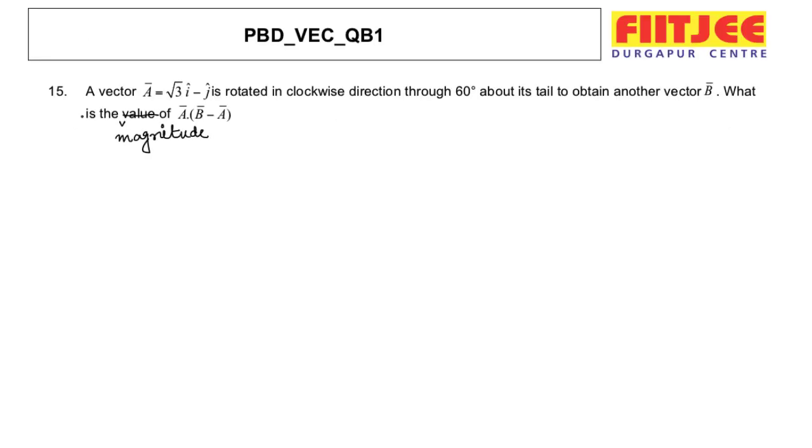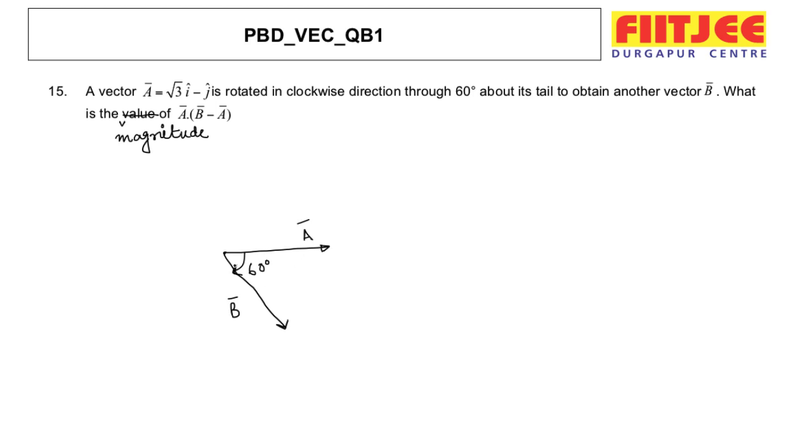Okay, so this question says a vector A is rotated in clockwise direction through 60 degrees about its tail to obtain another vector B. Now what is the magnitude of A dot (B minus A)? So let us try to understand that this is a vector A, and what is B vector? We have just rotated the same vector by 60 degrees. So this angle is 60 degrees clockwise, and we have obtained this vector B. You need to understand that this vector B also has the same magnitude as that of A, but its direction is just changed.